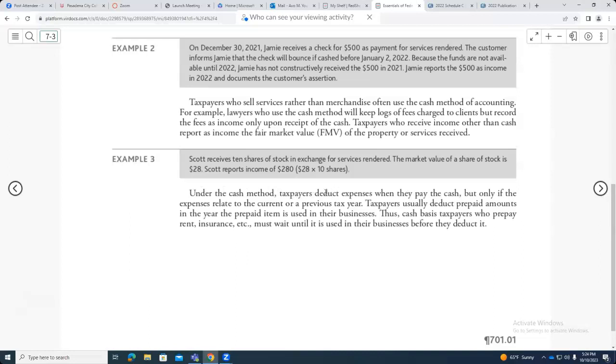Under the cash method, taxpayers deduct expenses when they pay the cash, but only if the expenses relate to the current or a previous tax year. That means you cannot pay for something that belongs to next year. Got it? You cannot say, oh, this year I want to show a lot of expenses, let me pay $10,000 of my rent that I need to pay next year right now. So if I do that, then I will be able to recognize more rent expense. What if you pay it early for some other reason, just because of the way your cash flow is?